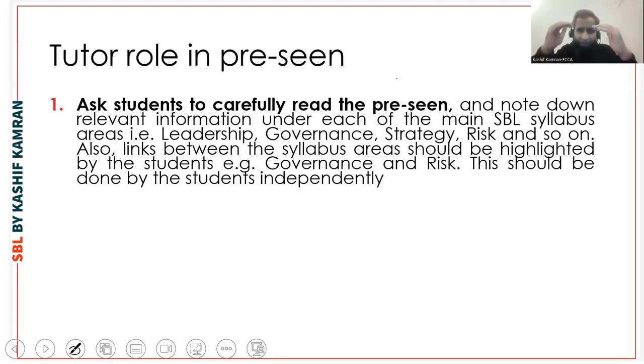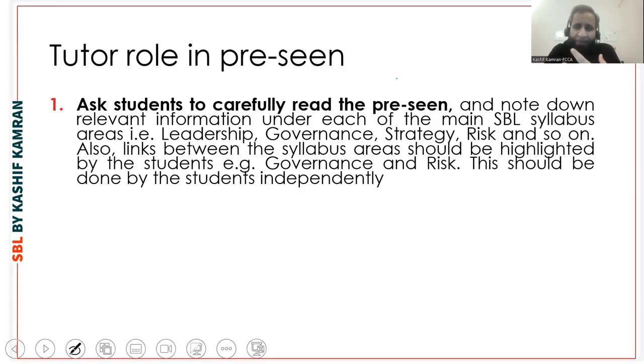Wherever you're reading the pre-seen and you think this section relates with syllabus area B, bracket and write governance. Some area relates with risk, bracket and write risk. So you can break down the reading of the pre-seen when you're reading it for the first time into different syllabus areas. And at the end of the reading, see how many syllabus areas were incorporated in the pre-seen. Are you getting this point, everyone?